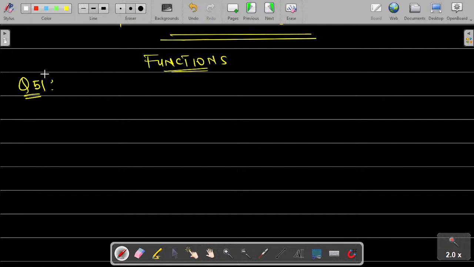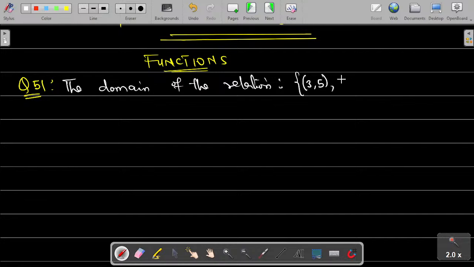Now the first question, which is 51, says we should find the domain of the relation. A relation was given, and what is a relation? We are given something like this, in brace brackets: (3, 5), (4, 9), (10, 13). And that's all, and we are asked to find the domain. They say the domain is dash, so you're given a space to fill in your domain, and it's very simple.